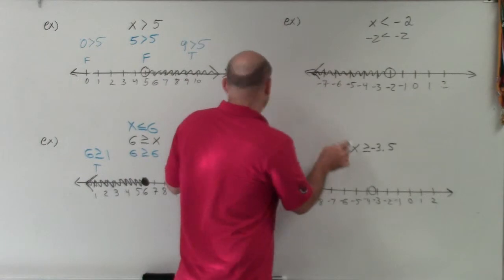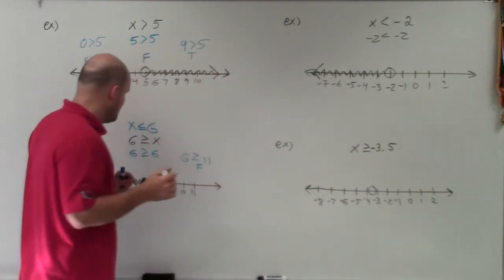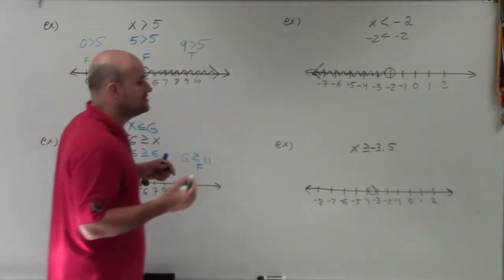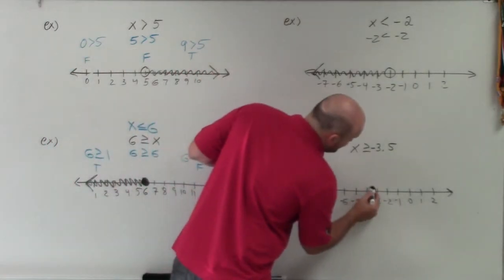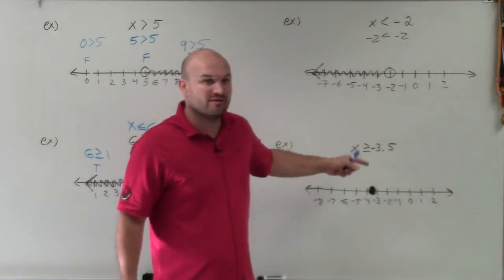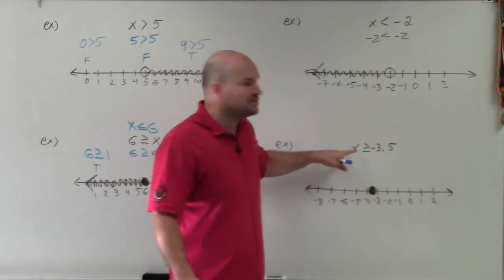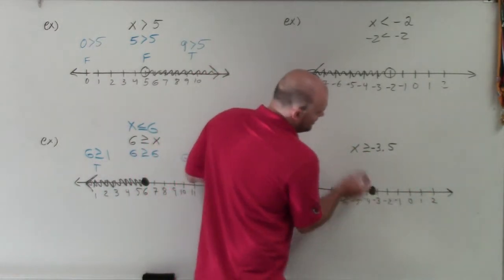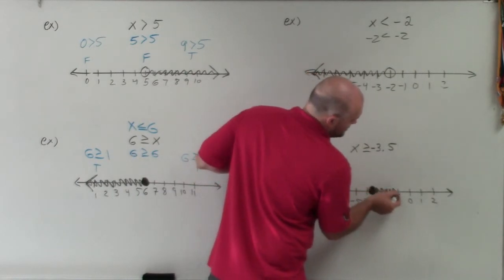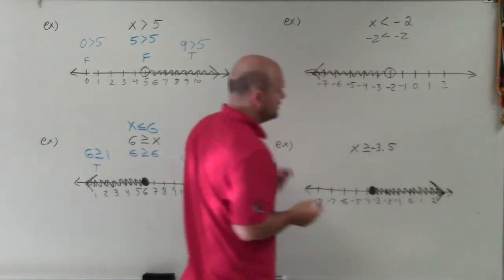Now, this is a greater than or equal to. So remember, anytime it's greater than or equal to or less than or equal to, it's going to be closed. So we're going to fill this in. Then it says all the points that are greater than negative 3.5. Well, you could do test points, or you could just see, oh, the positive numbers are obviously greater than the negative. And you can also see the arrow points that way. So you're going to shade over to the right.